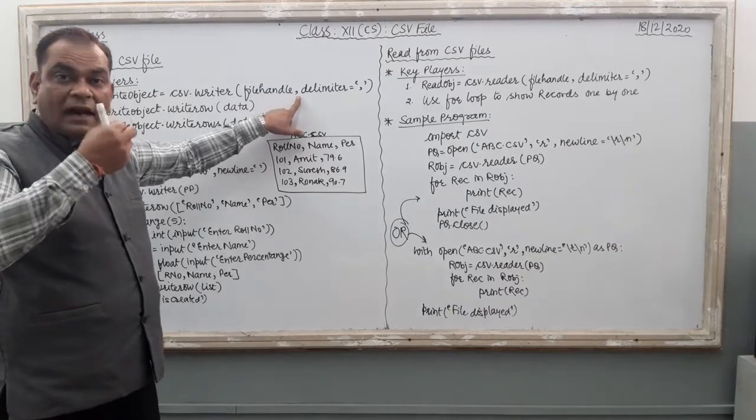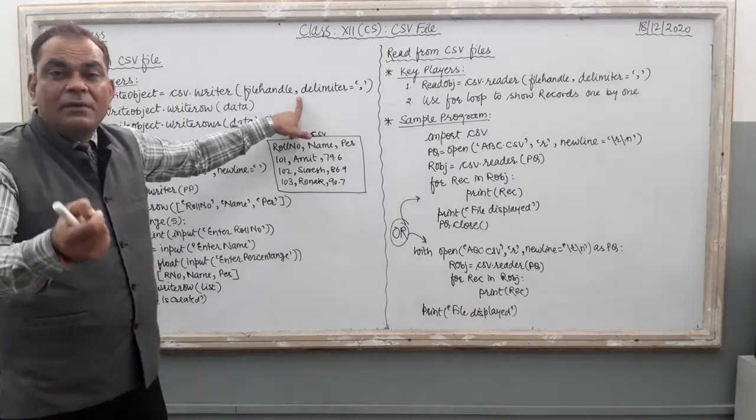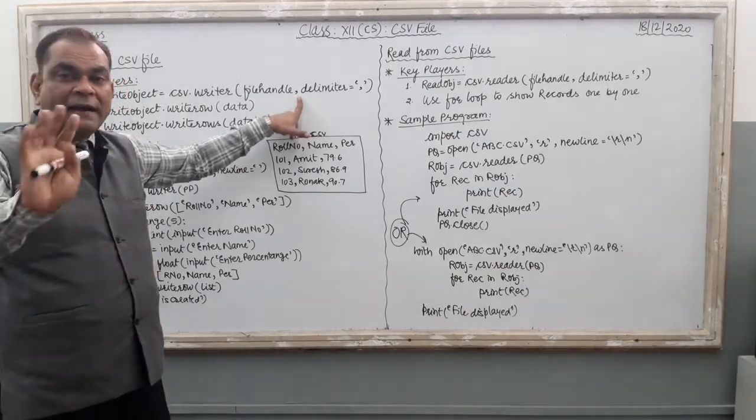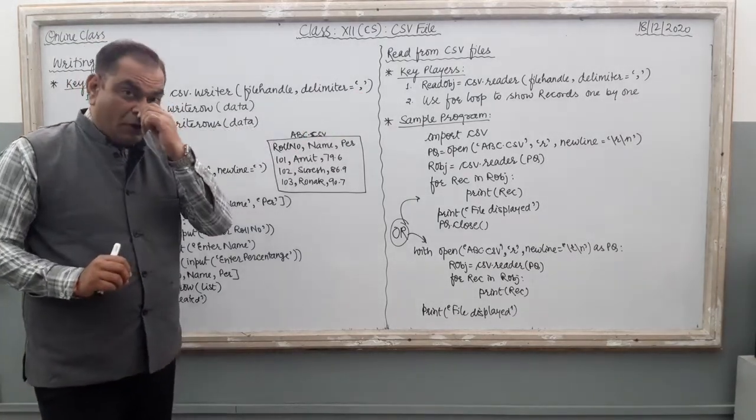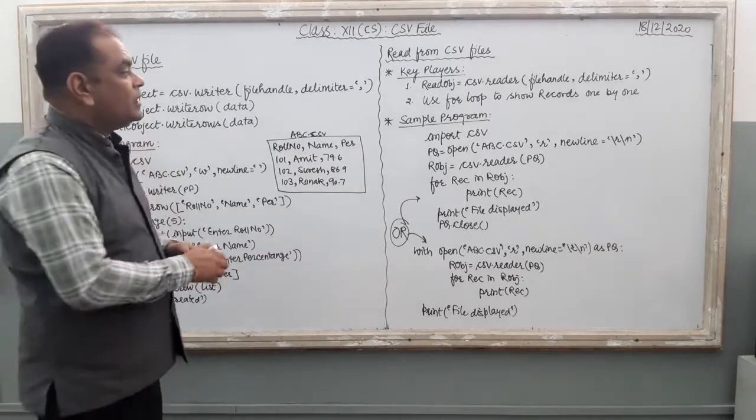Now if you want to write the data, what is the delimiter specified by you? By default the delimiter is comma. Right? Now if you want to put semicolon as a delimiter, then what will you do?